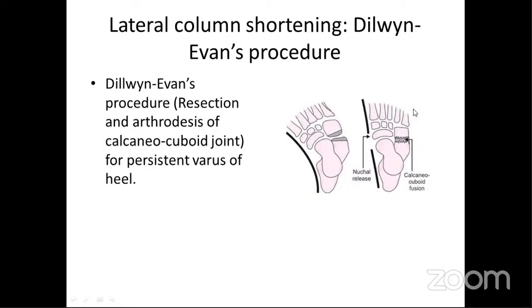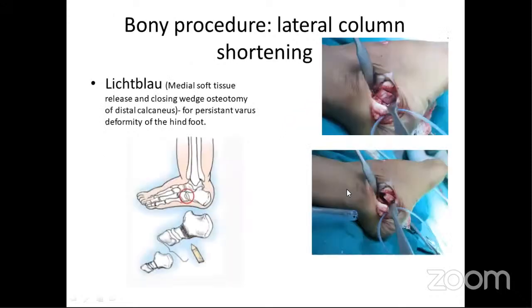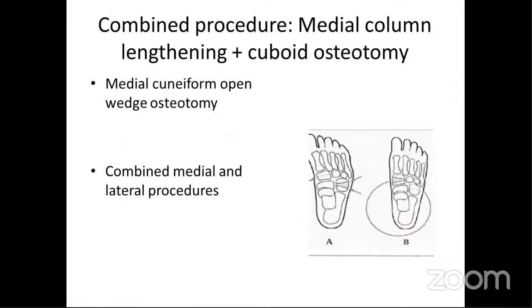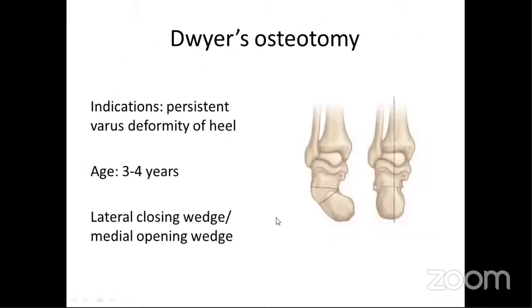So others are bony procedures, right? The lateral column is longer, the medial column is shorter. So you shorten the lateral column, right? Sometimes you might have to combine the shortening of the lateral column with lengthening of the medial column. And sometimes when there is only one deformity present, you might have to do just an osteotomy of the heel.